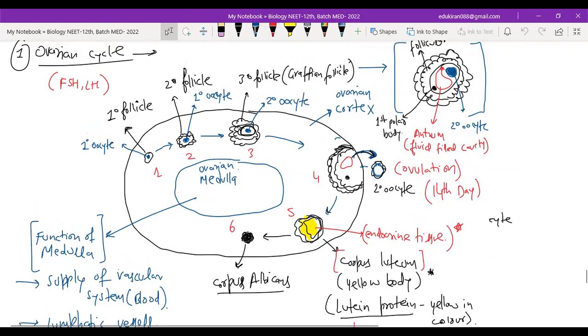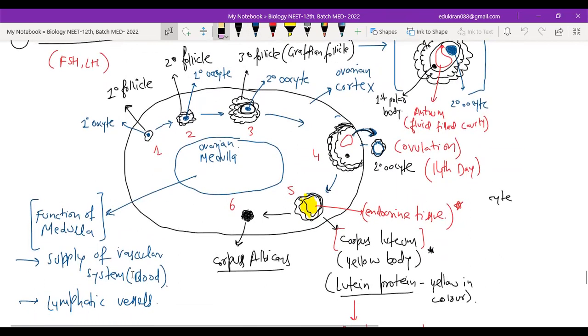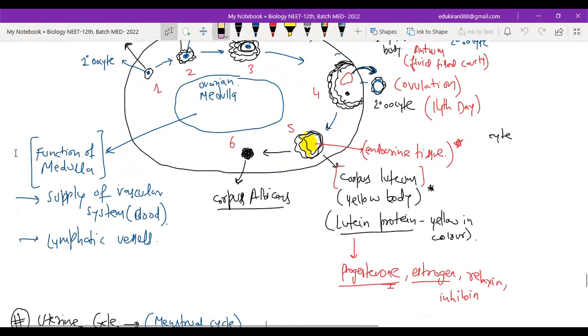Can I use this space here? Can I delete the functions of medulla? Everyone has written the functions of medulla. I just need this space here. Am I audible? Okay.